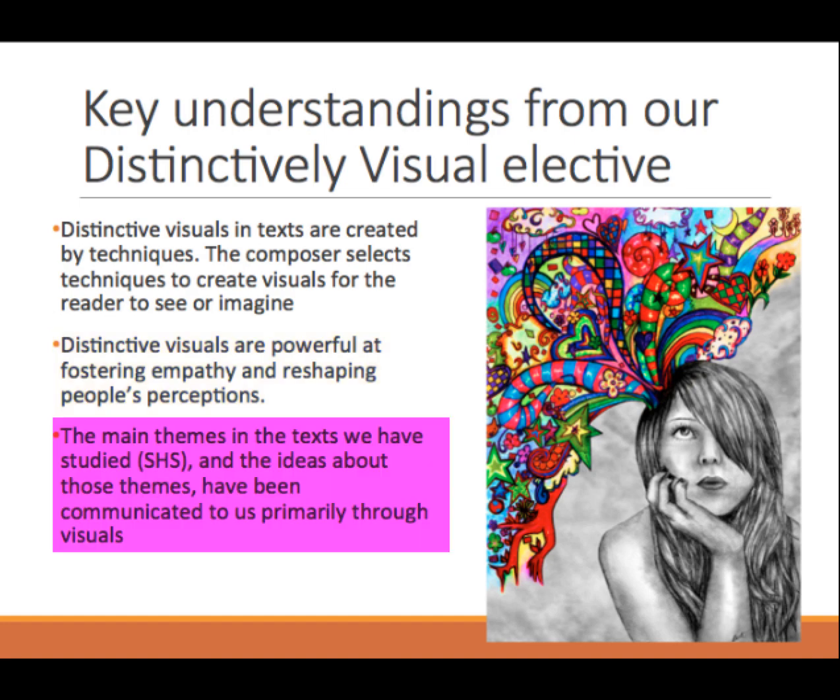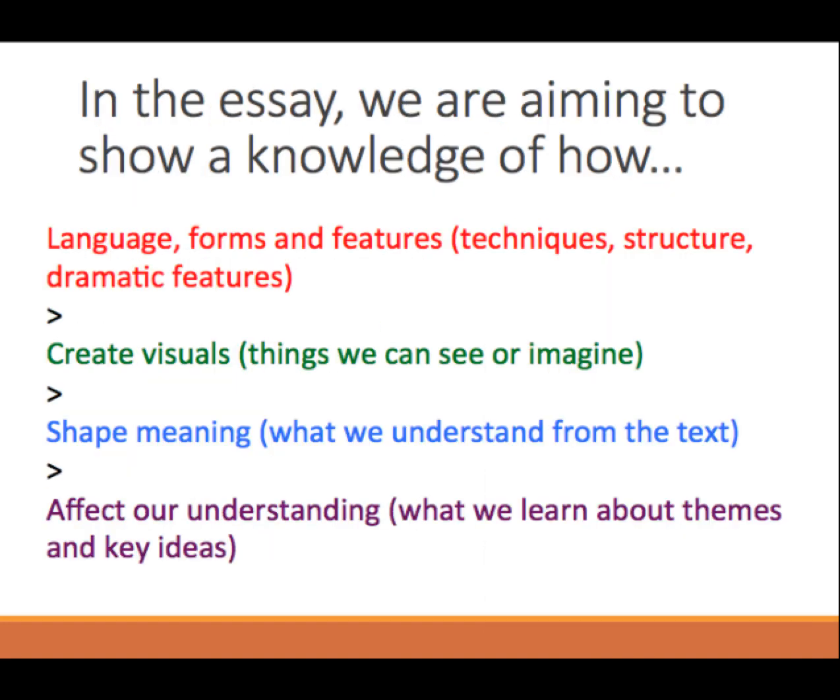Now, the main themes within the text that we've studied, for example, Shoehorn Sonata, and the ideas about those themes have been primarily communicated to us through visuals. And the same thing with the related text that you've chosen for the assessment task. Each of you have chosen related texts that have used visuals in a way that foster that empathy and reshape your opinions and perceptions of those ideas and themes.